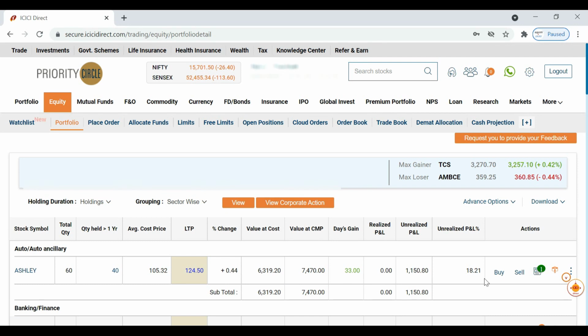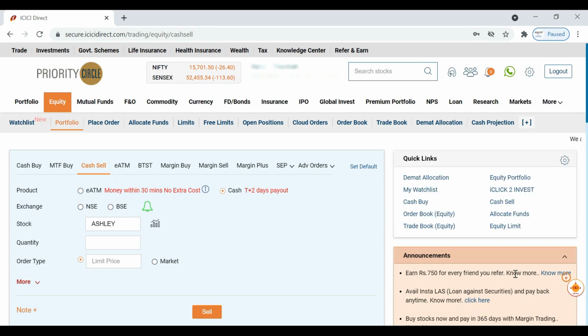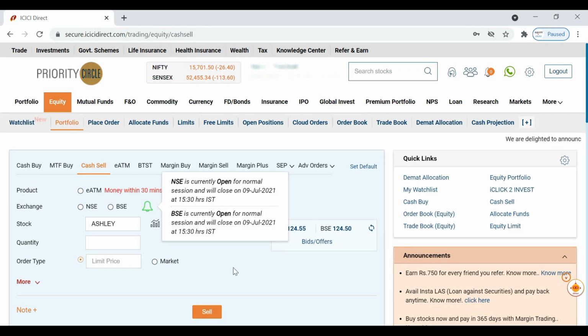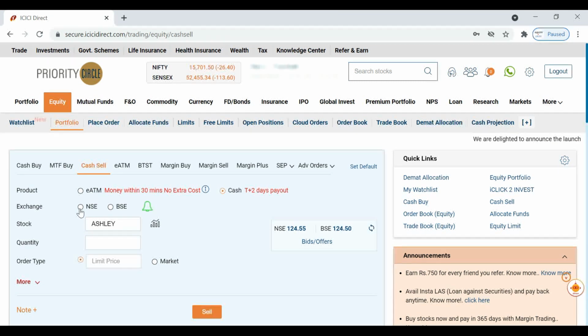So what you have to do is go directly to our sell option. Here you can see a sell option. Then select cash or ATM. Cash we will select. Then we have to select the exchange. As we came from our portfolio, the name will be there by default. Here you have to enter the quantity. I am entering 60 quantity here.